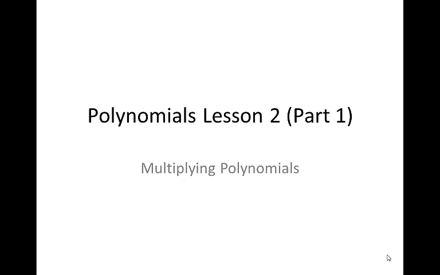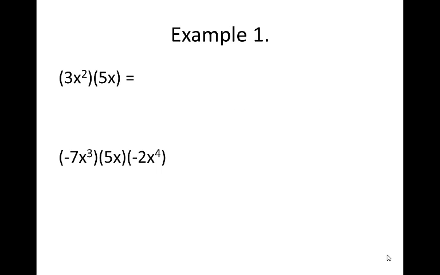This is Polynomials Lesson 2, Part 1, looking at multiplying polynomials. So multiplying two monomials. We've done this before in an earlier lesson, so 3x squared times 5x. I typically will take care of the coefficient part first, the number part first. So 3 times 5 is 15, x squared times x to the 1 is x cubed, so 15x cubed.